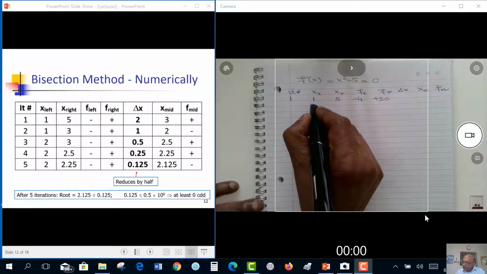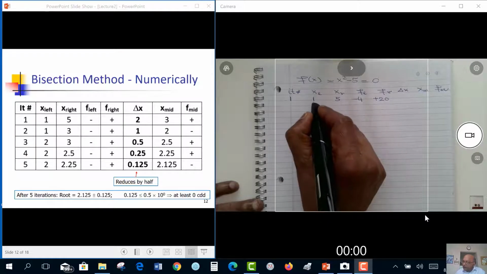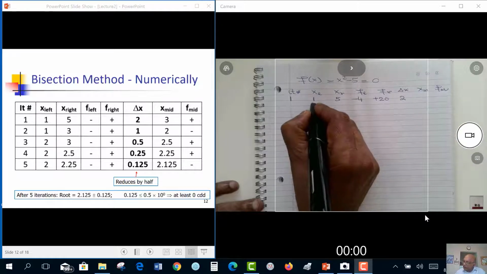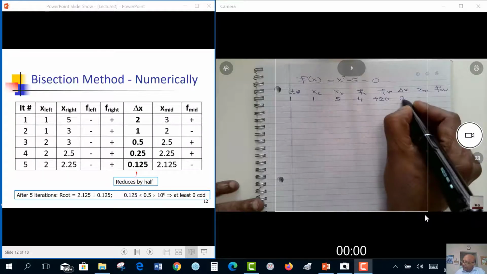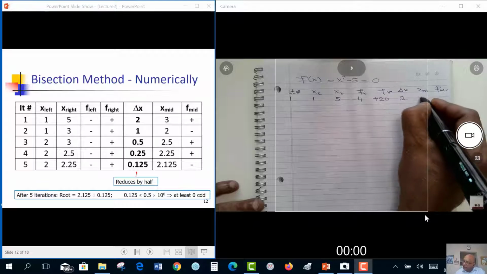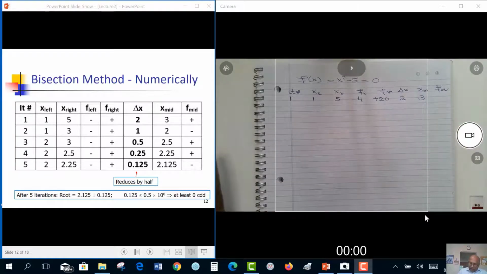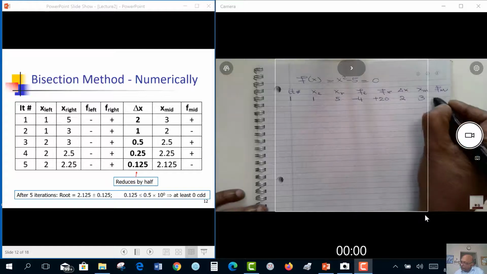Our delta x is (5 minus 1) over 2. So our x middle would be x left plus delta x. So we will get 3. And we calculate what is the function in the middle. 3 square minus 5 is 4.